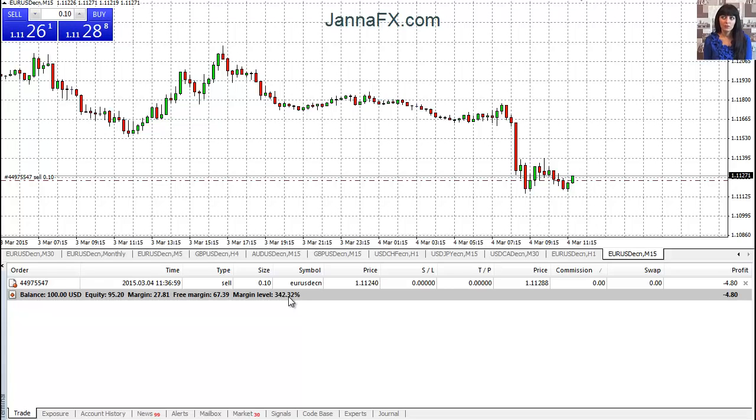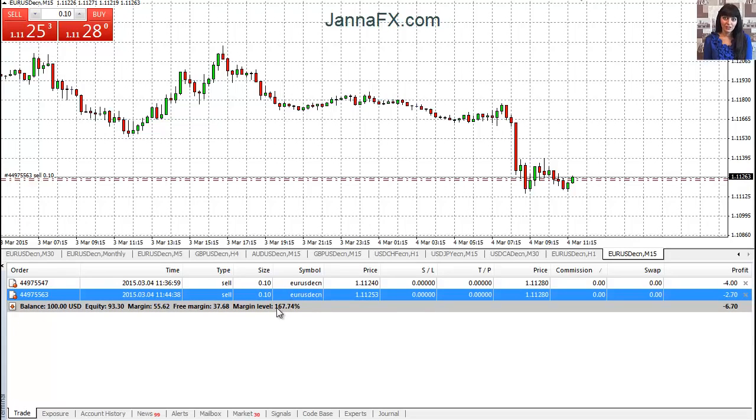That means the positions will be automatically closing. The biggest minus position will be automatically closed first to release margin, to release more money for the account, if you aren't going to do anything during the margin call. So let's see how it's happening.